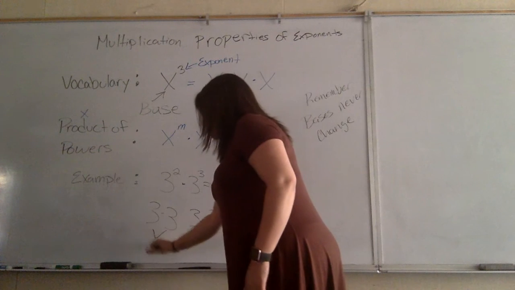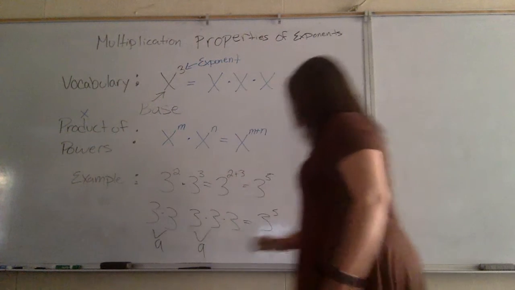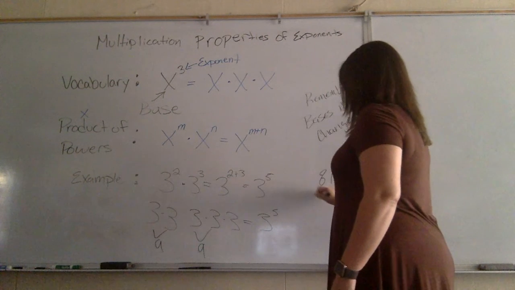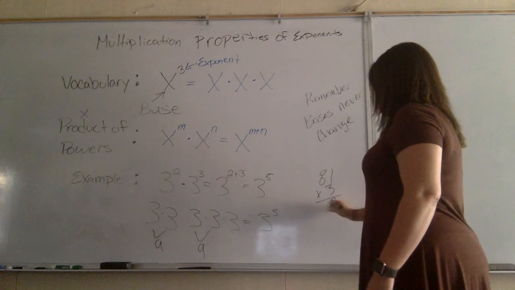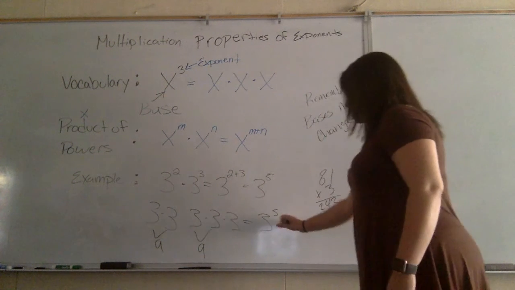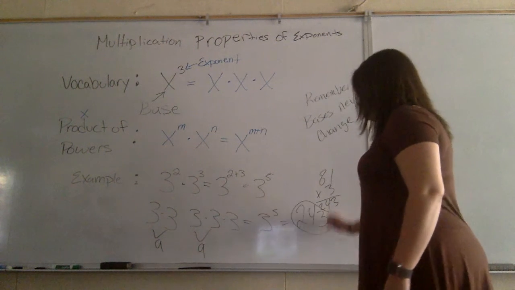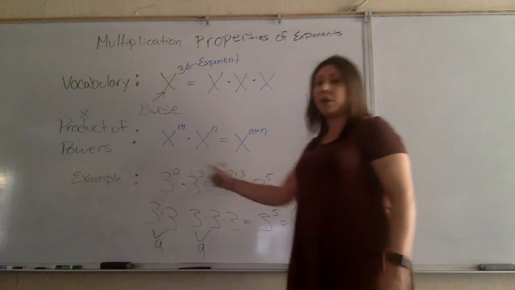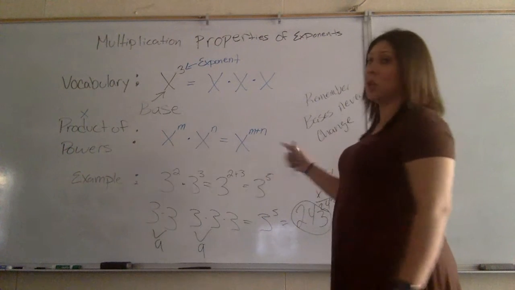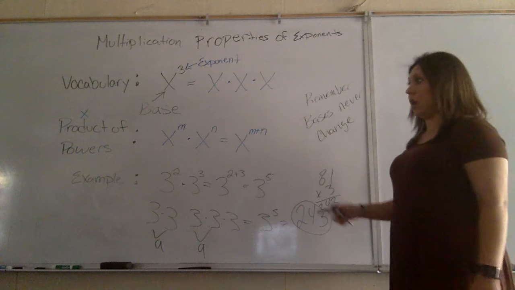3 times 3 gives me 9. 3 times 3 gives me 9. 9 and 9 give me 81. Multiply that by my final 3, so I get 243. So the answer to this would be 243. All right, but my bases on here, when I'm adding my exponents, those do not change until the very end when we're actually solving it out.